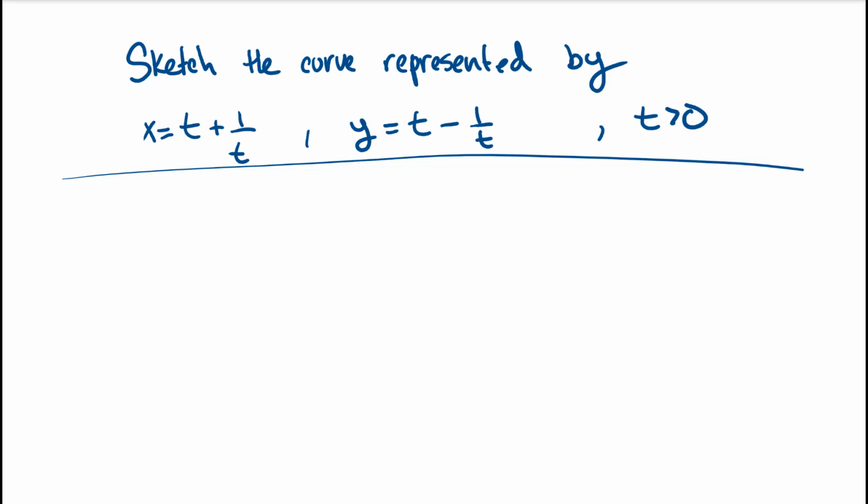So let's sketch the curve represented by x equals t plus its reciprocal, t plus 1 over t. y is t minus 1 over t, and then we're just gonna look at positive values of t. No zeros, right? That wouldn't be in the domain anyway. Well, let's get after it.